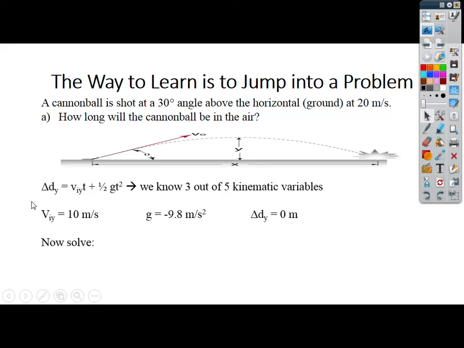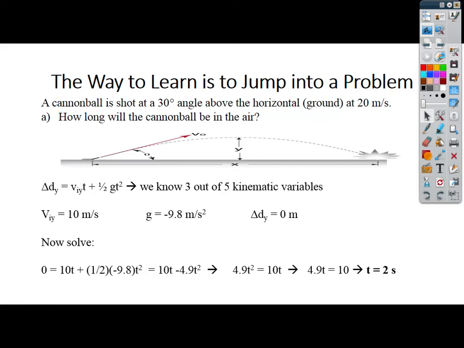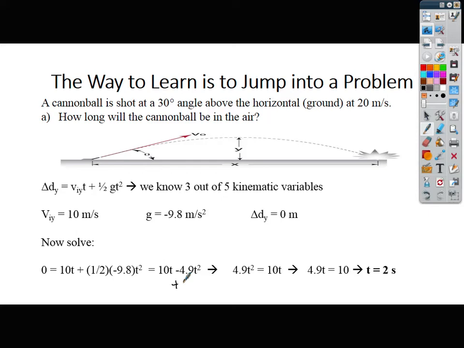All right, we can now solve. 0 equals 10t plus 1/2 negative 9.8t squared. Again, we're going to use 10 a lot. This would be a lot easier if I used 10, but we'll leave it as it is. So this will equal 10t minus 4.9t squared. So 0 equals 10t minus 4.9t squared. I just combined the 1/2 and negative 9.8. I add the 4.9 to the other side.